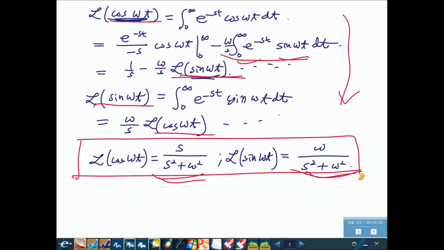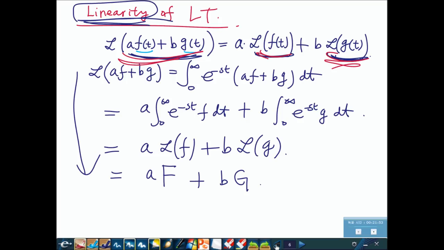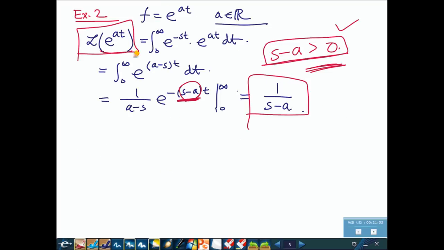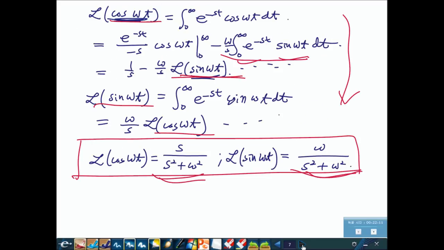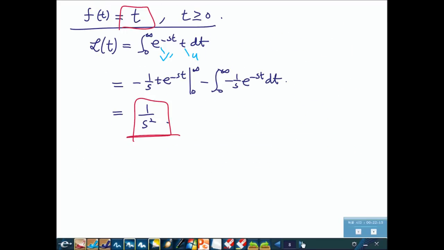Cosine and sine are as before. E to the at is 1 over s minus a. 1 is 1 over s. There's no real relationship between the time domain and the s domain. They're totally different. Their shape and their relationship are totally different. So you have to familiarize yourself with these forms. Okay.